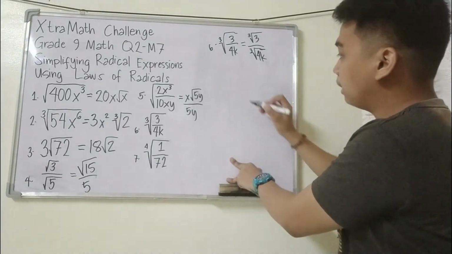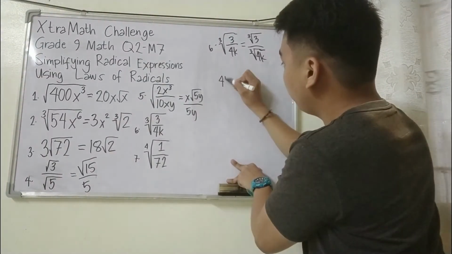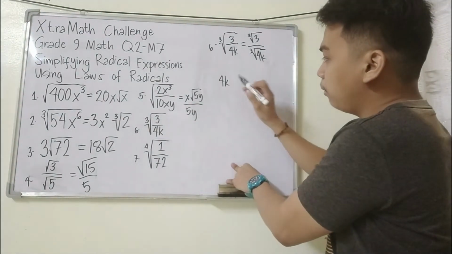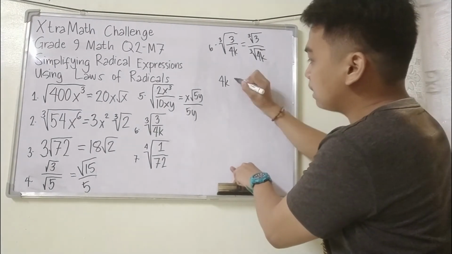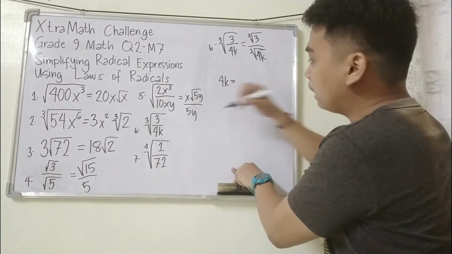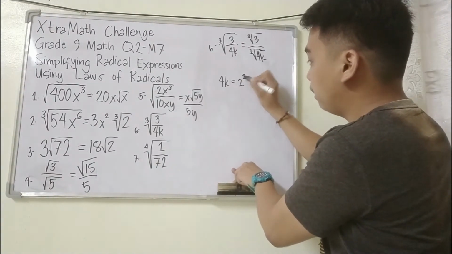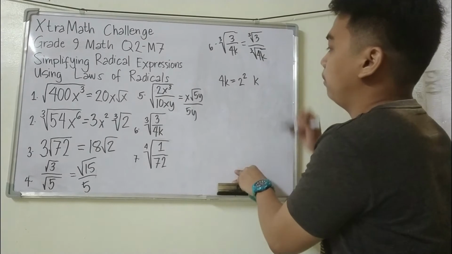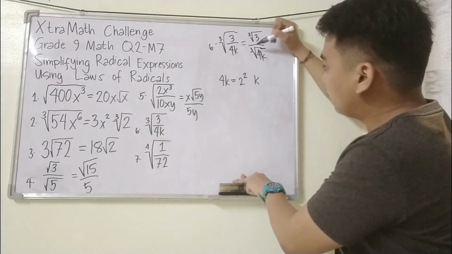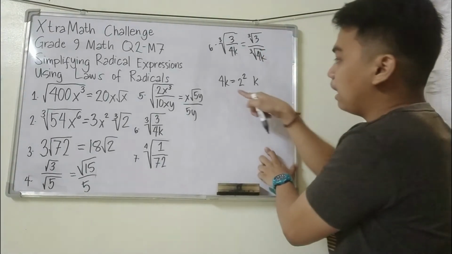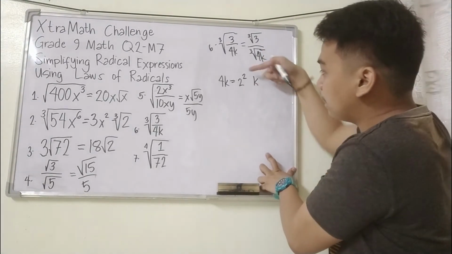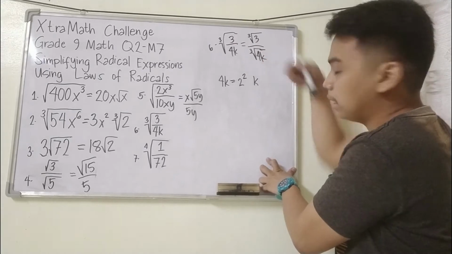Yung denominator natin is 4k. Kung i-prime factorize natin ito, 4 is equal to 2 squared, and yung k is k lang, k raised to 1. Yung goal natin is dapat 3 yung magiging index nila. So ano ba yung kailangan i-multiply dito para maging 3 na yung index nito at ito 3 din?